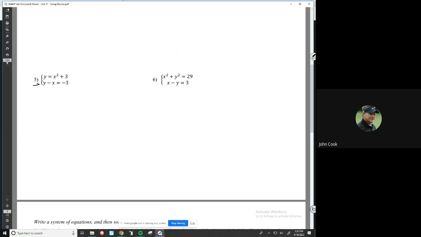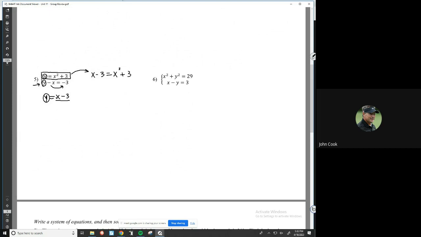If I saw that second equation, I'd say, hey, that's a prime candidate for substitution because I can get that y value all by itself pretty easily. So I'd add the x over and I'd get y is equal to x minus 3. Now that I've solved for y, I'm going to take the other equation that I haven't touched yet and replace any y value that I see in there with x minus 3. So y becomes x minus 3 equals x squared plus 3.